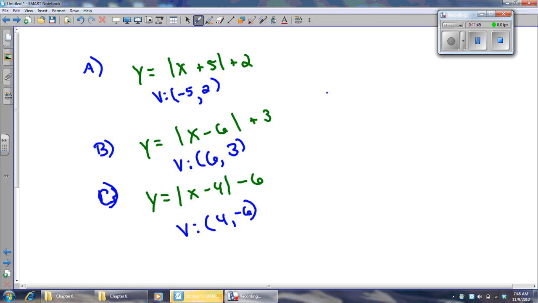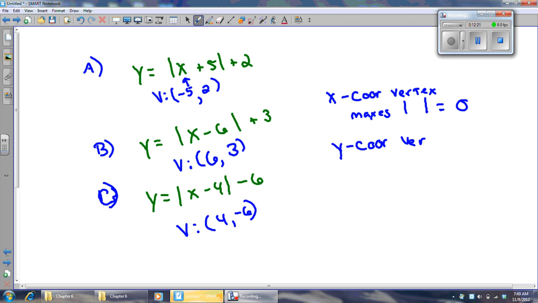So in other words, the x-coordinate of the vertex makes the absolute value 0. Yeah, if I put negative 5 in for x, I get negative 5 plus 5. I get 0 inside the absolute value. If I put 6 in here, I get 0 inside the absolute value. If I put 4 in here, I get 0 inside the absolute value. The y-coordinate is easier. It's just the number that's added or subtracted to the absolute value.